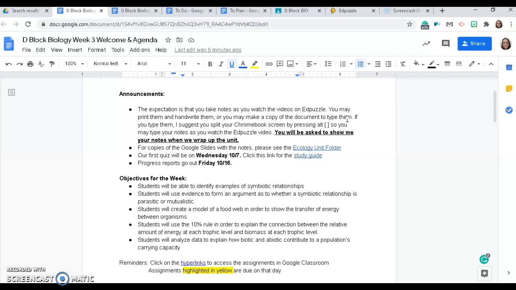If you type them, I suggest you do that Chromebook trick by splitting your screen, pressing Alt in the two brackets, so that way you can type in your notes as you watch the Edpuzzle. I am going to be asking you to show me your notes when we wrap up the unit.